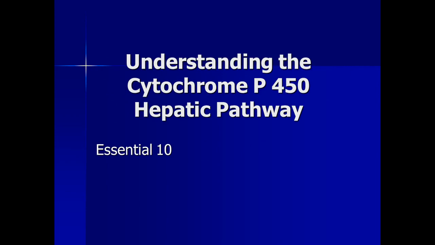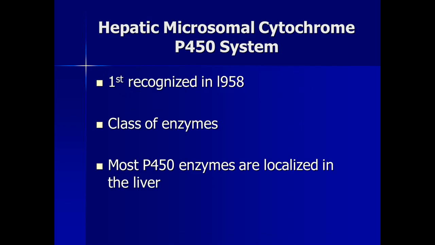So what is the cytochrome P450 hepatic pathway? Hopefully you might have covered this in pharmacology. But in 1958, the P450 system was first recognized as being involved in metabolizing foreign compounds. It is a class of enzymes which perform metabolic reactions. Most P450 enzymes are localized in the liver.